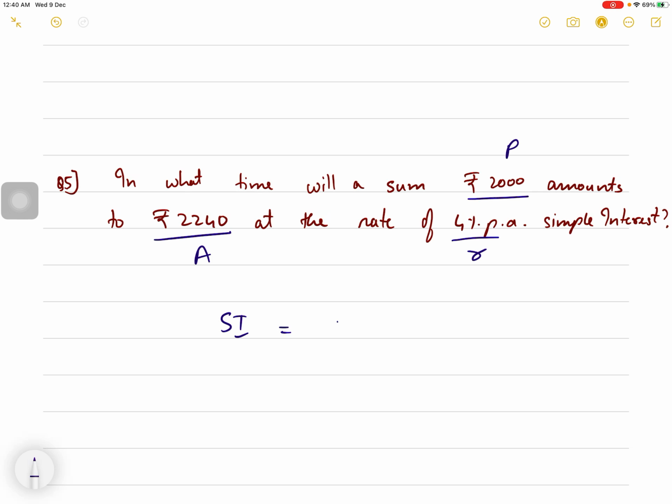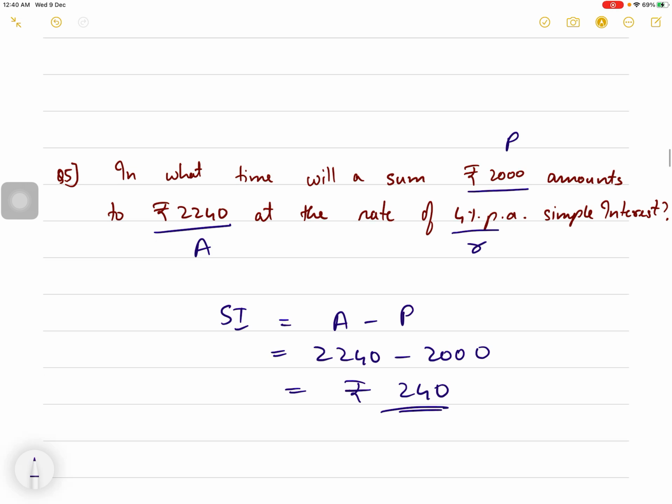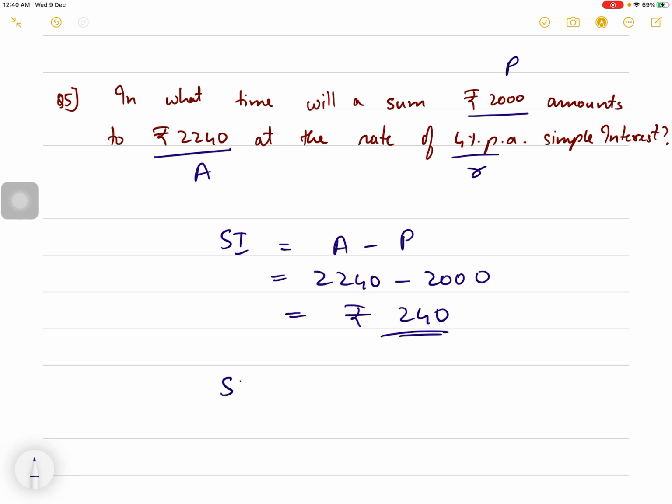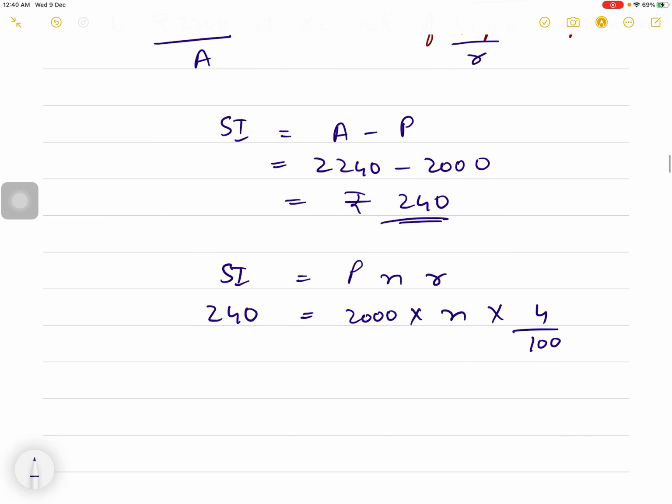So simple interest is equal to amount minus principal, 2240 minus 2000. So simple interest is rupees 240, right? Simple interest is equal to P into N into R. Simple interest is 240. Principal is 2000. N you don't know. R is 4%, so 4 upon 100.